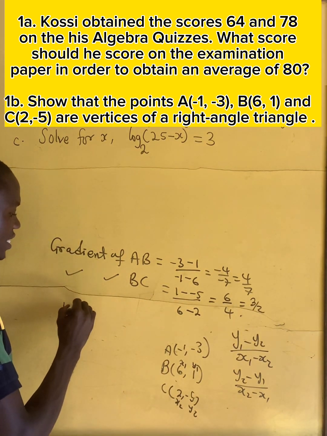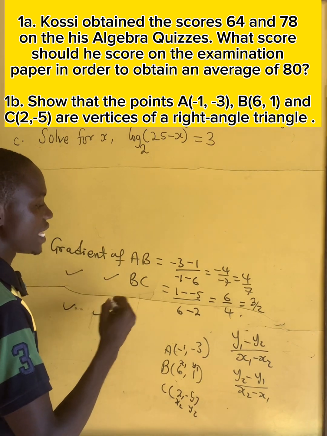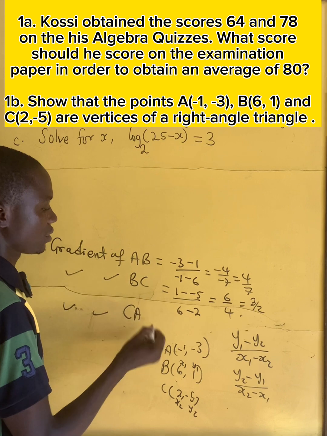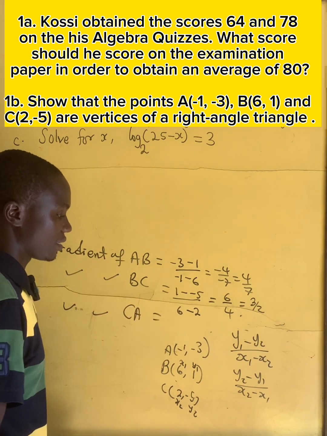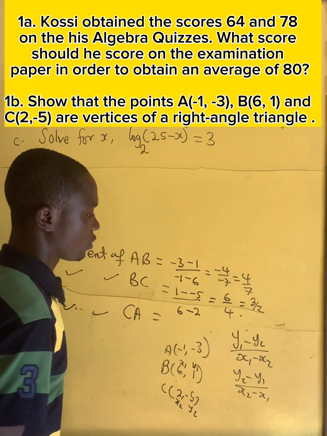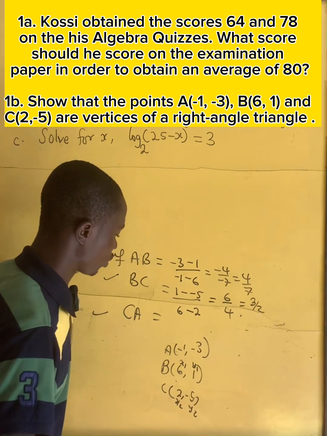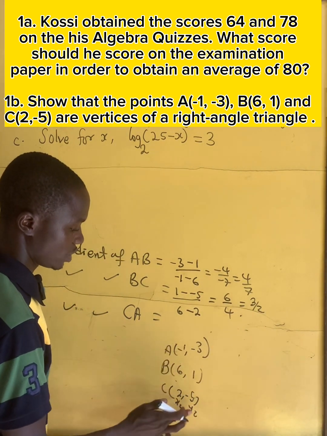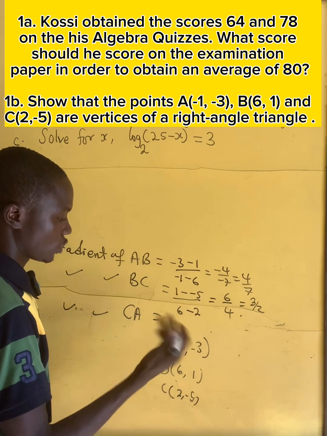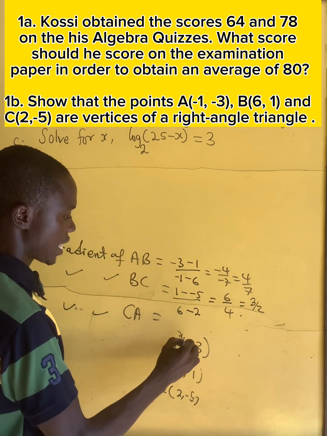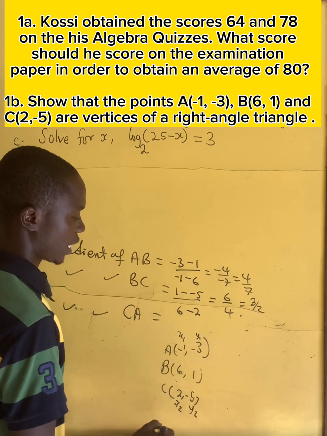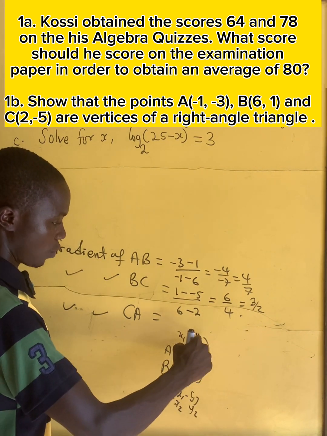Now let's find the gradient of AC or CA. You can write it as CA, or you can write it as AC, any of them. Now, for the gradient of CA or AC, we don't need these ones here again. So let's name them again: x1, y1, x2, y2. So these are my y values.